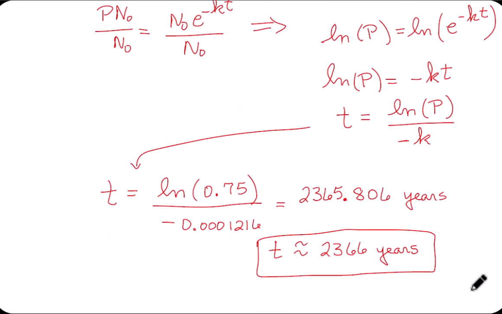All right, so what do we want? We want the percentage to be 75%. And so if you plug all that in, you get about 2,366 years, because they said round to the nearest year.